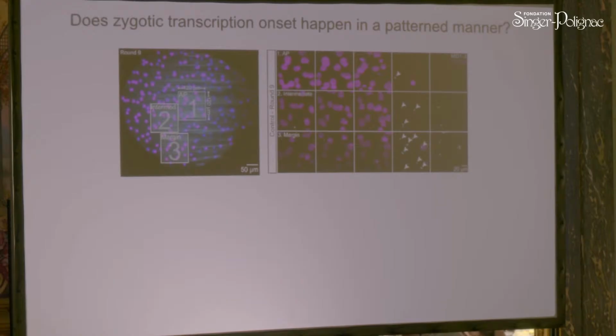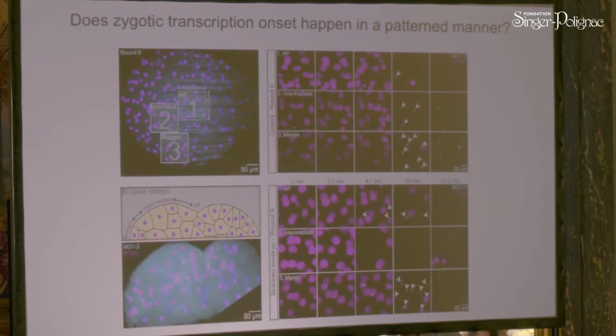I just put here a few of these quantifications to show you that this is not something you see in this movie only. If you look at the animal pole, there's no zygotic gene transcription. If you look at the margin, you already have zygotic gene transcription. You can also do that in these bilobed embryos where you have two gradients of cell volumes and two mitotic waves. And indeed, within the valley, you have the onset of zygotic gene transcription earlier than in the peaks of these two lobes you're generating here.